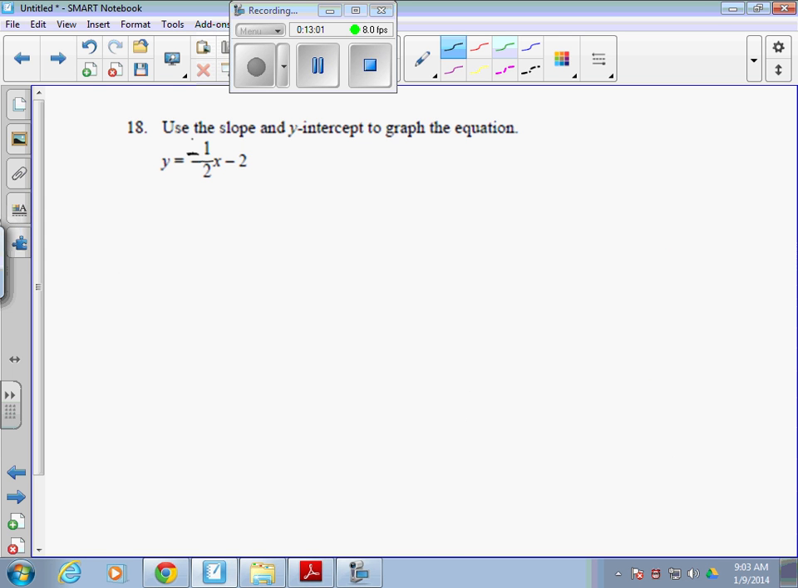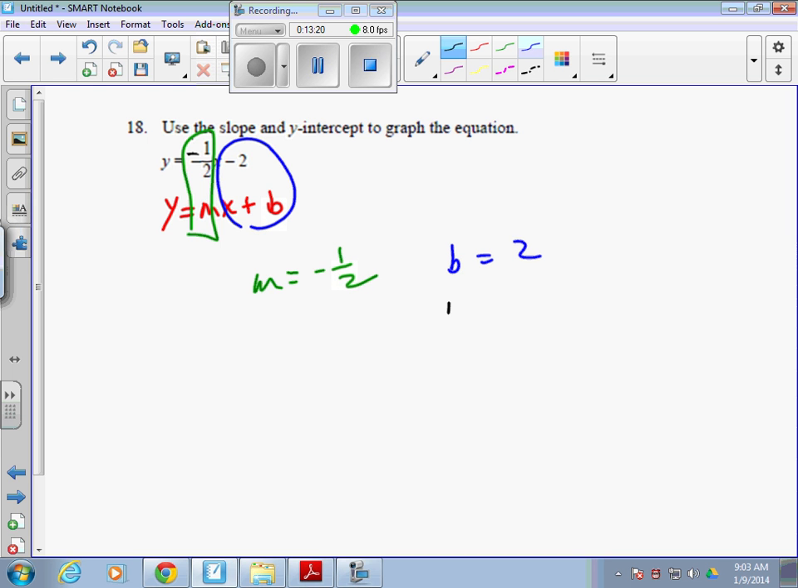Number 18, it says graph this one. You can see y equals mx plus b. So your m is negative 1/2. Your b value is negative 2, not positive 2. Once you have those two values, you can graph the equation.